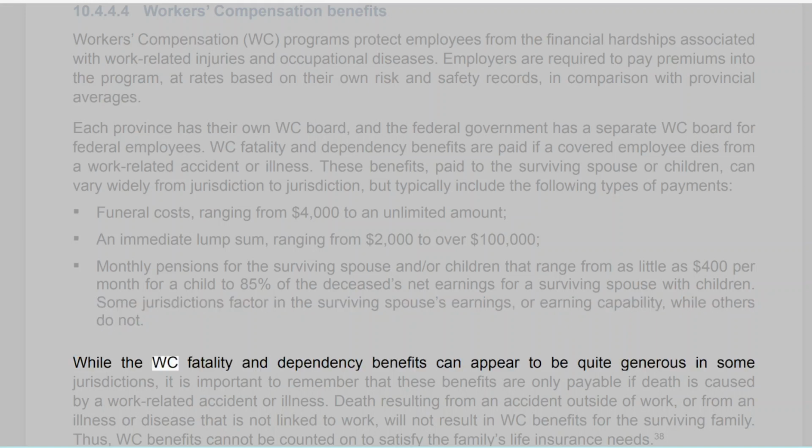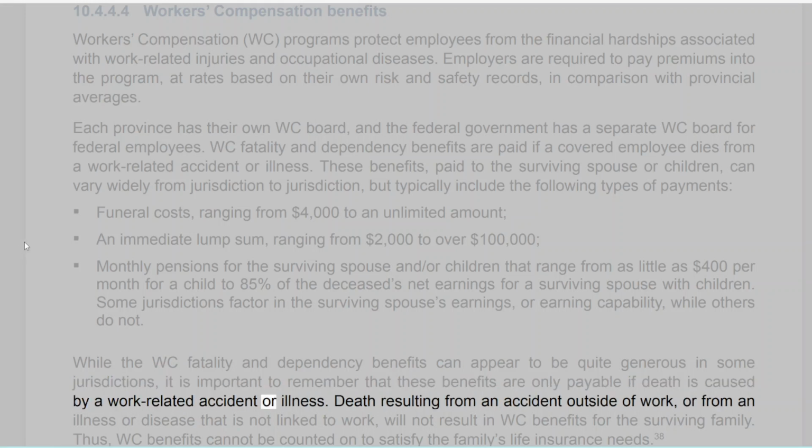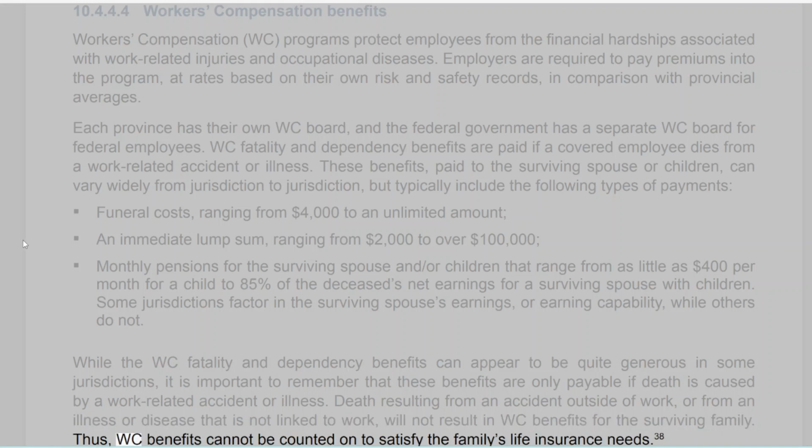While the WC fatality and dependency benefits can appear to be quite generous in some jurisdictions, it is important to remember that these benefits are only payable if death is caused by a work-related accident or illness. Death resulting from an accident outside of work, or from an illness or disease that is not linked to work, will not result in WC benefits for the surviving family. Thus, WC benefits cannot be counted on to satisfy the family's life insurance needs.